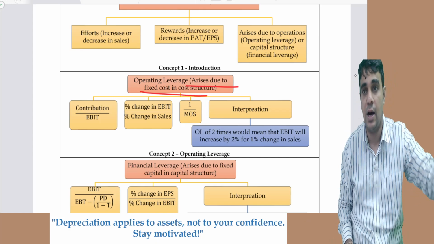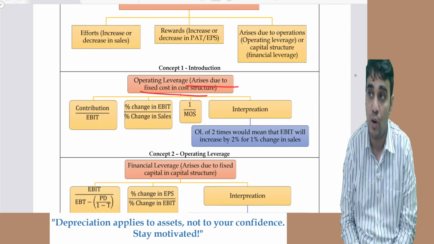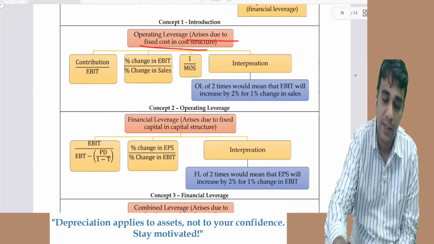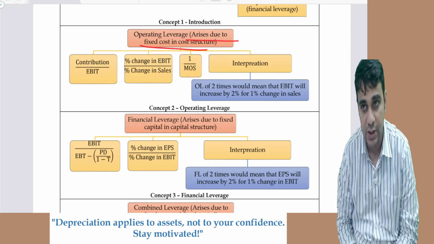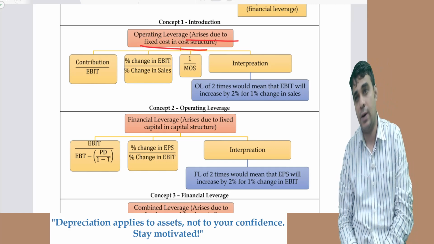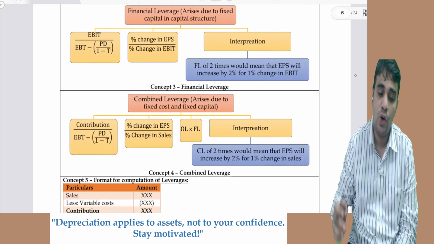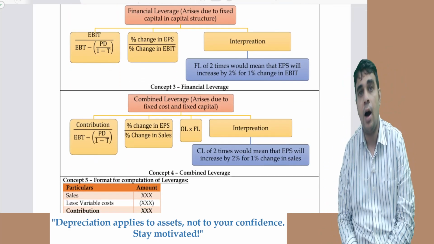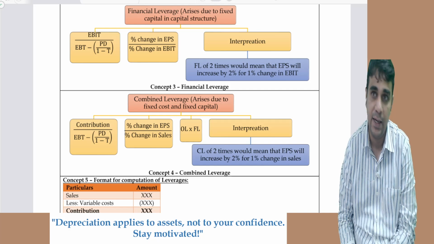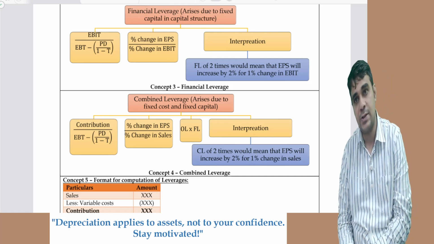Financial leverage arises due to fixed capital in the capital structure, and that is a fixed cost in the cost structure. The formula is EBIT divided by EBT minus PD divided by 1 minus tax, or percentage change in EPS divided by percentage change in EBIT. This means that if EBIT changes by 1%, EPS will change by 2%. Combined leverage is the multiplication of the two: OL into FL, or numerator of OL, contribution, over denominator of FL, EBT minus PD divided by 1 minus tax. It measures percentage change in EPS for percentage change in sales.